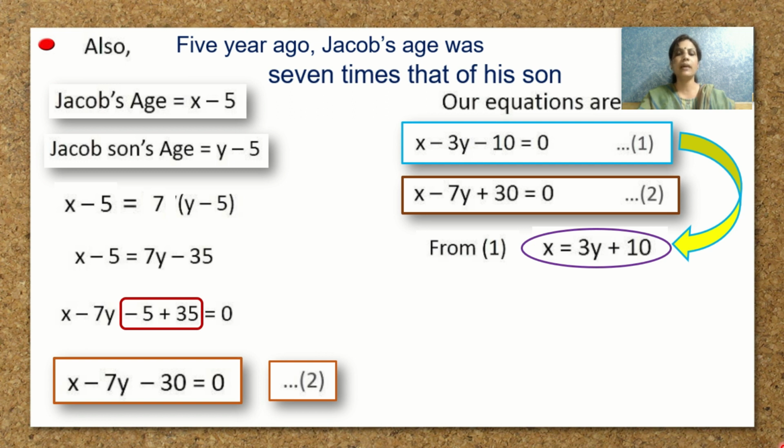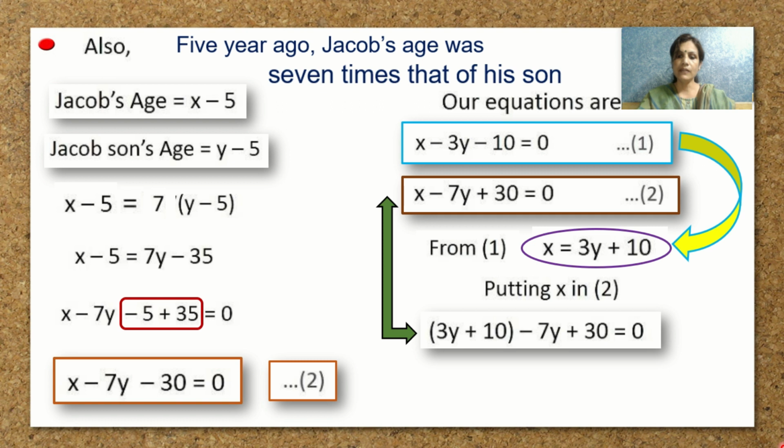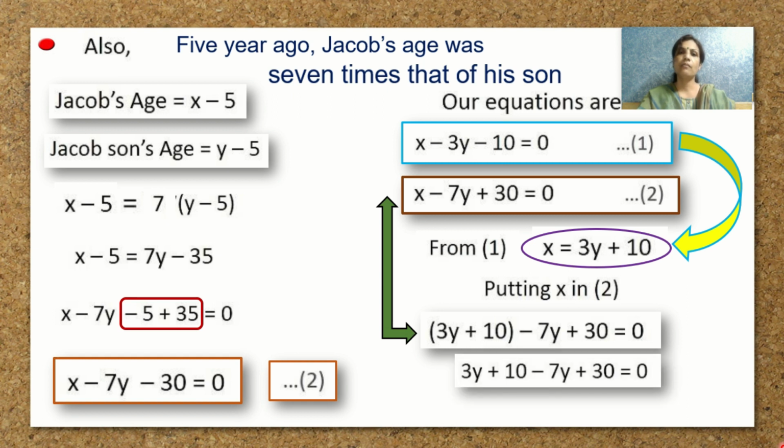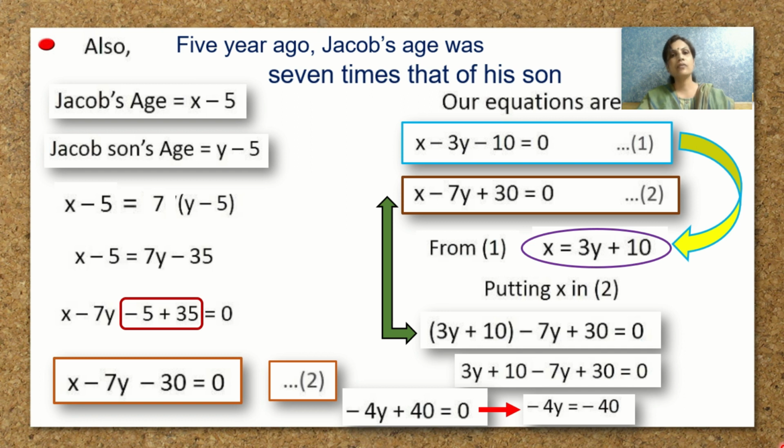Equation 2 is x minus 7y plus 30 is equal to 0. In place of x, let's write down 3y plus 10 minus 7y plus 30 is equal to 0. Let's solve this now. So 3y plus 10 minus 7y plus 30 is equal to 0, and we'll get minus 4y plus 40 is equal to 0. So this will give you minus 4y is equal to minus 40. Minus minus will get cancelled from both the sides. So we got the value of y as 10.